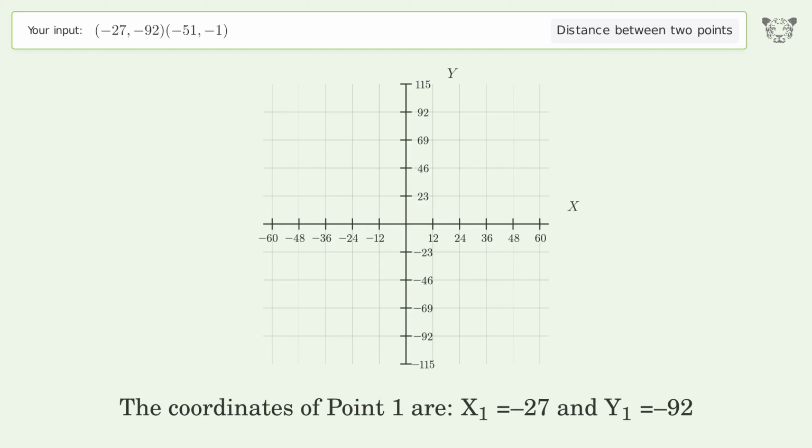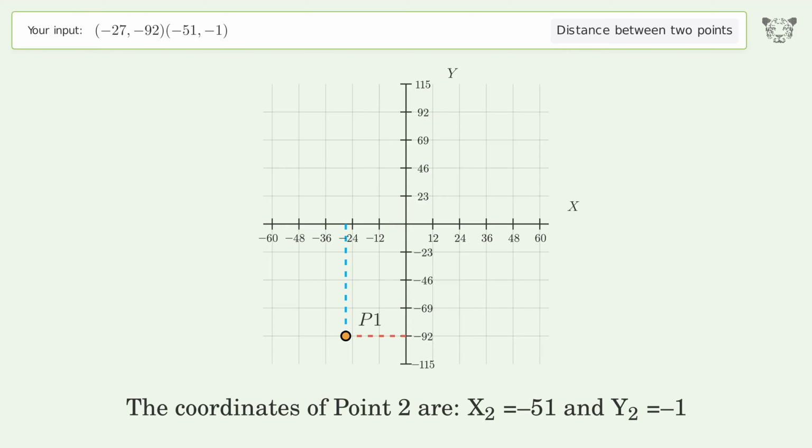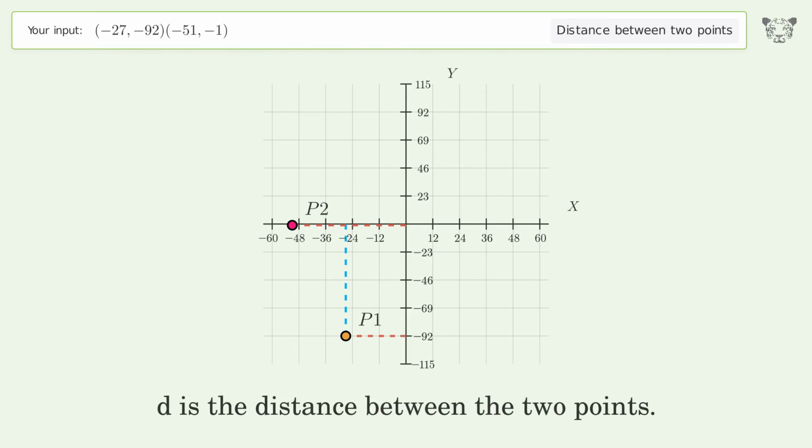The coordinates of point 1 are x1 equals negative 27 and y1 equals negative 92. The coordinates of point 2 are x2 equals negative 51 and y2 equals negative 1. D is the distance between the 2 points.